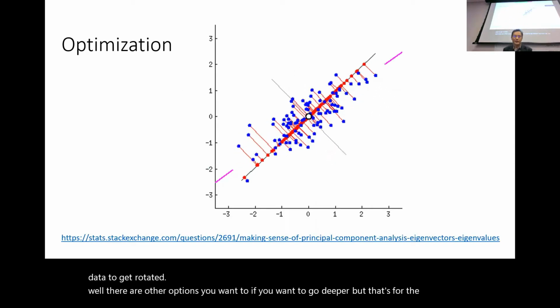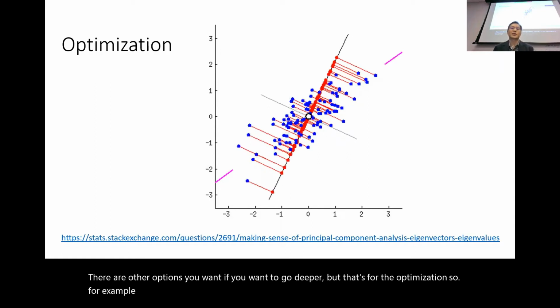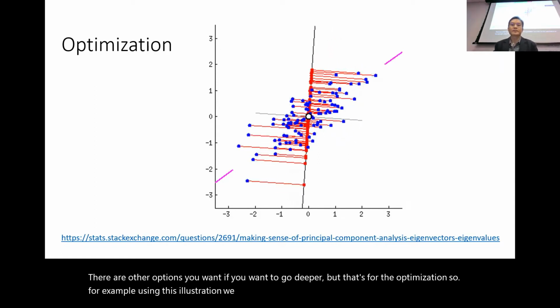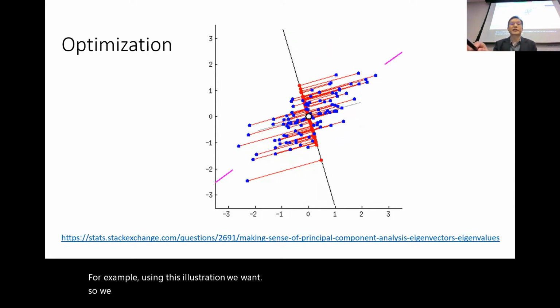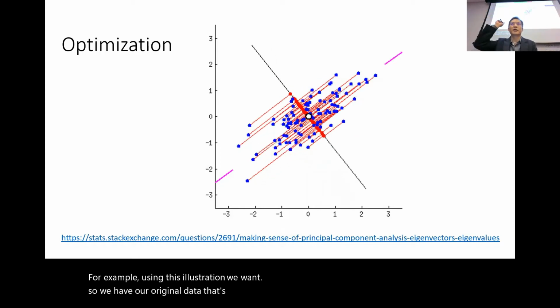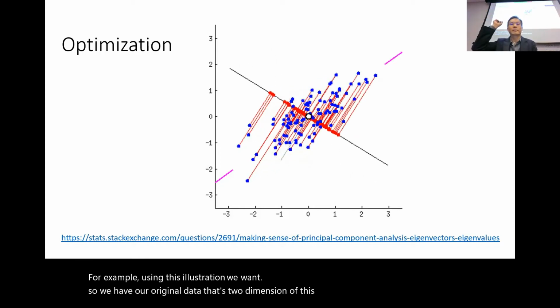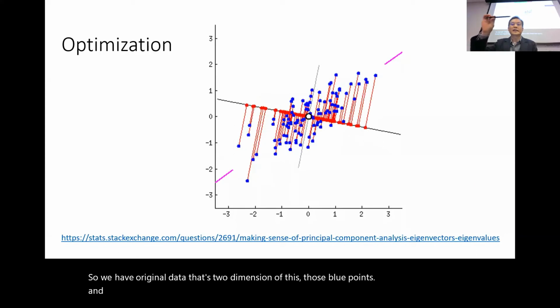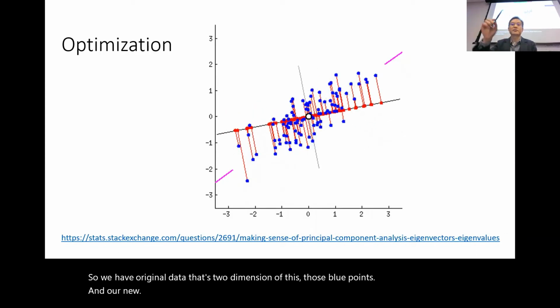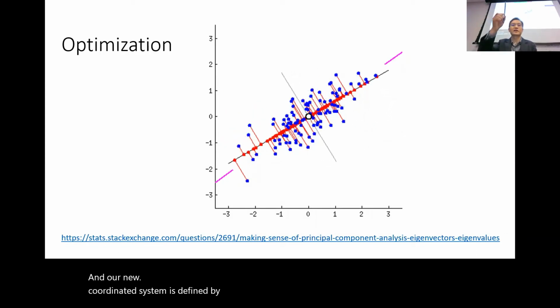So, for example, using this illustration, we have original data that's two-dimensional, those blue points. And our new coordinate system is defined by this cross in the middle.